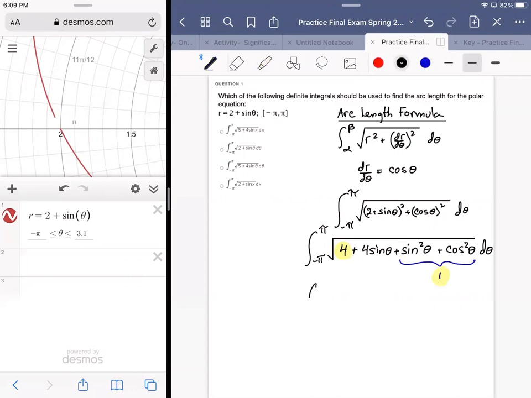So I'd be looking at negative pi to pi, the radical 5 plus 4 sine theta d theta. All right, so I'd just be looking for the choice that's like that.